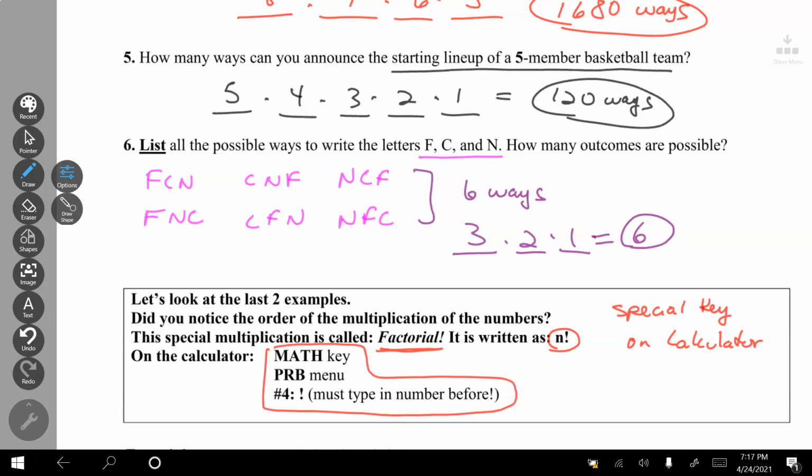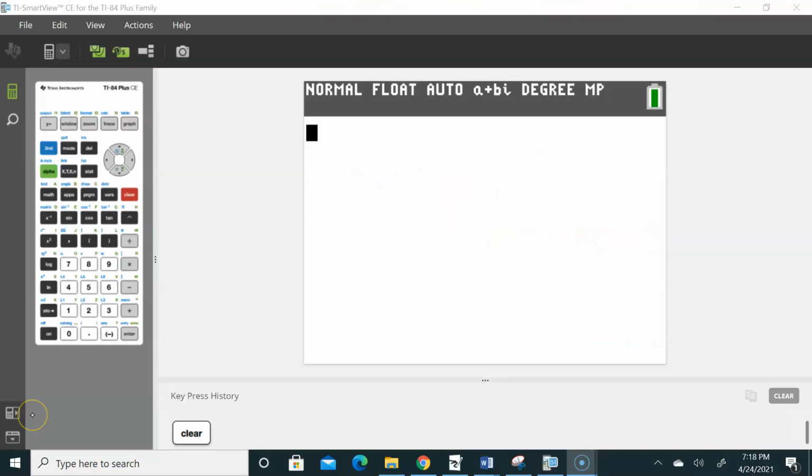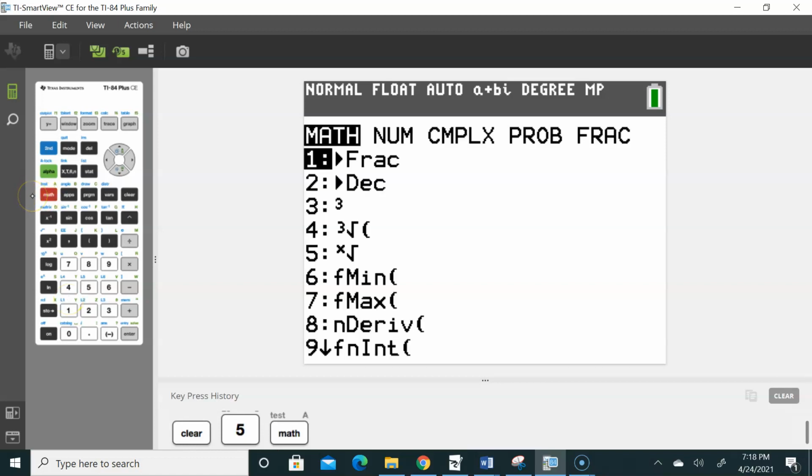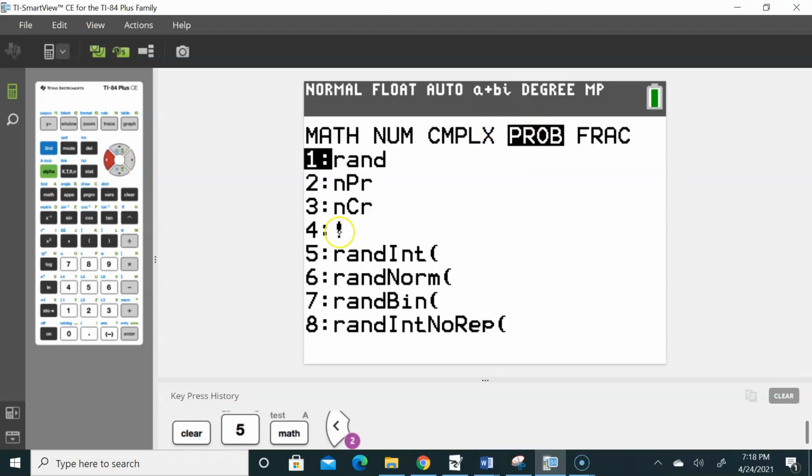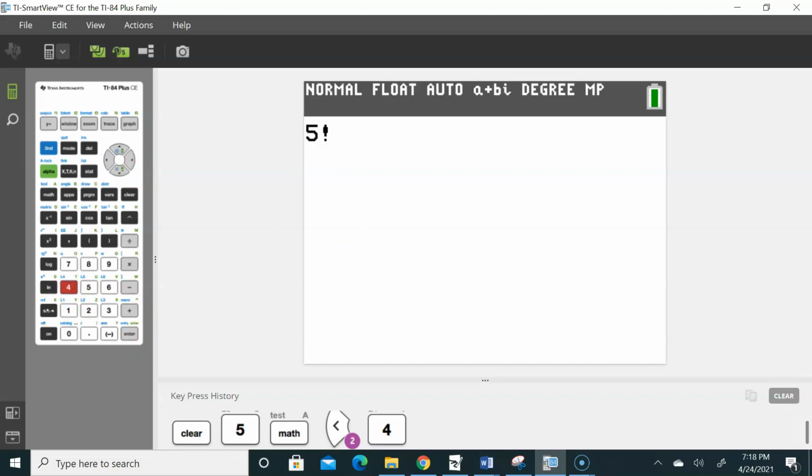As you see, you must type the number in before you want to do things, and it's not too hard, but n factorial means something special. So the 2 examples that we did was 5 factorial and 3 factorial. Well, if I want to do 5 factorial, I have to hit the number first, 5, hit the math key on the far left, move it over to the probability menu, and number 4 is a little exclamation point. And that says 5 factorial. I hit enter, I get 120 because 5 factorial means 5 times 4 times 3 times 2 times 1.